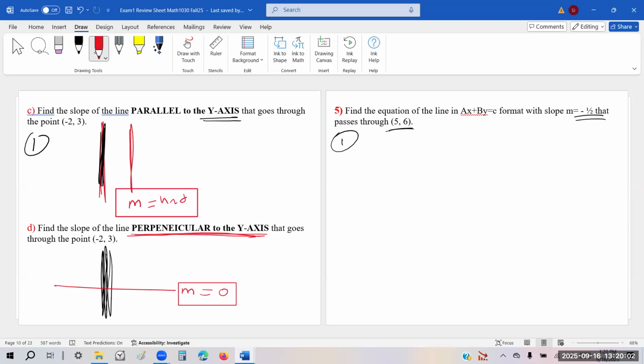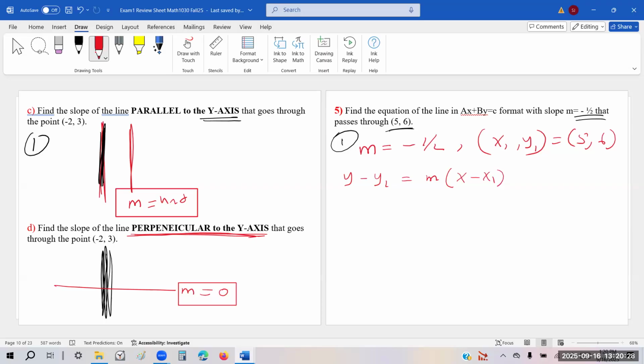Okay, the next one says find the equation of the line in standard form which has slope -1/2 and it goes through a point (x1, y1), (5, 6). So we need to find the equation of the line. y minus y1 equals slope times x minus x1.